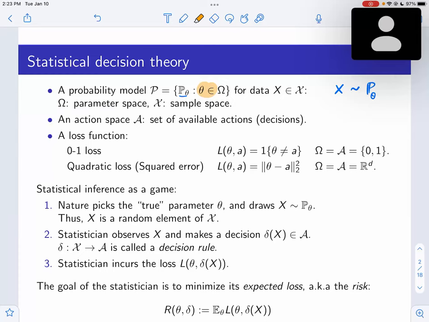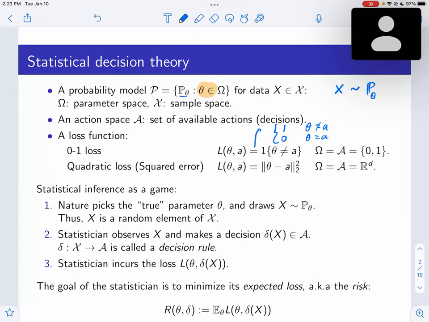So for example, let's say the parameter is binary, there are two choices, and your action space is also binary, there are two choices. This 0-1 loss says that if the parameter is 0 and your action is 0, you don't pay anything. So this is an indicator function, basically equivalent to writing 1 if theta is not equal to A, and 0 if theta is equal to A. Whenever theta is equal to A, I don't pay any price. If my action is not matching the parameter, I'm going to pay a price.